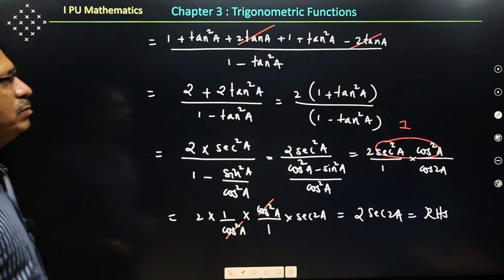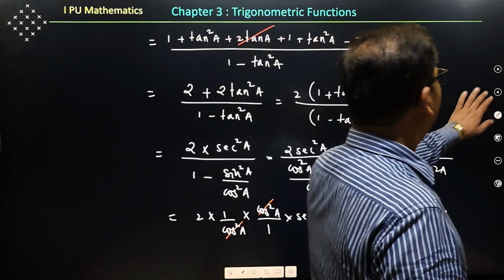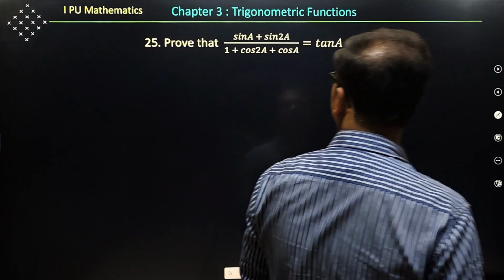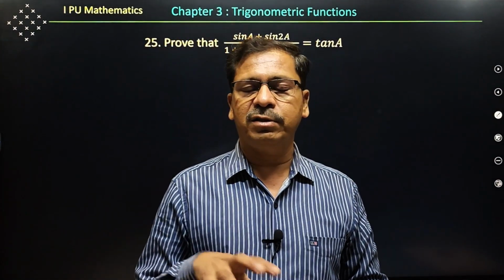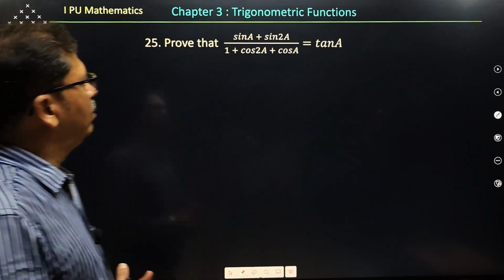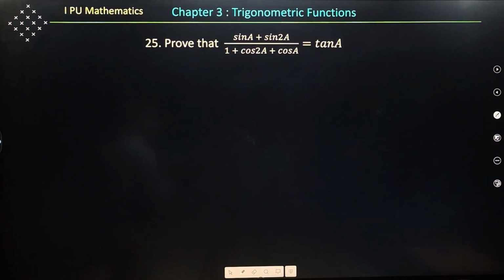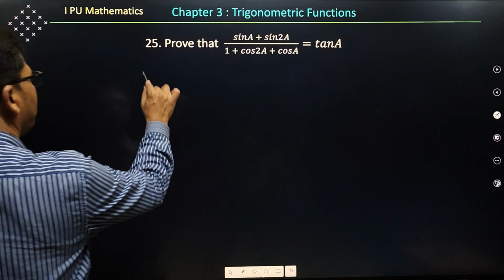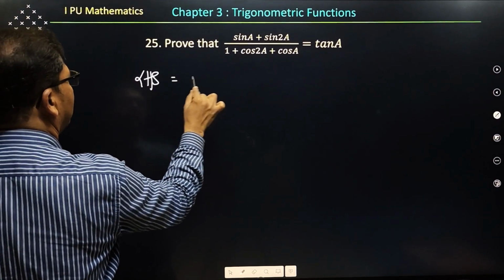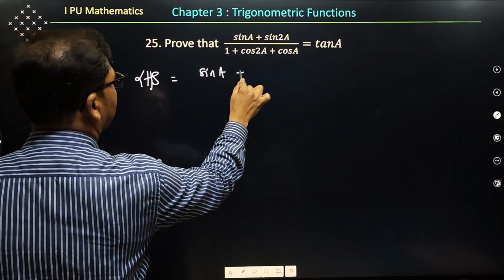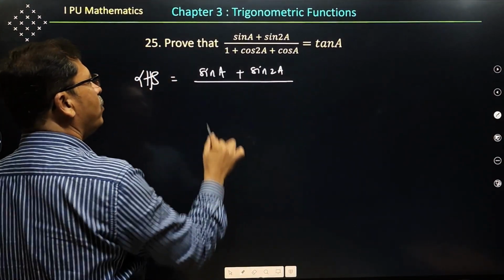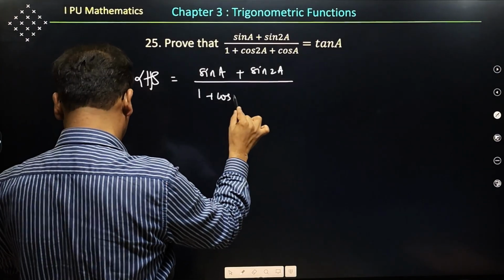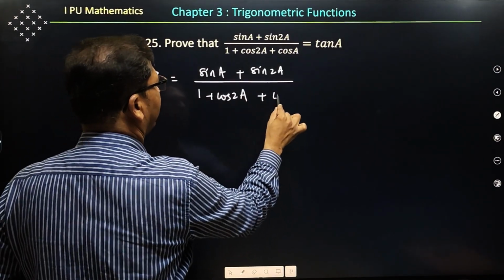So this completes the solution for this example, and let me take the next question, the last question in this discussion. You need to use the sin 2a formula and the cos 2a formula. First of all, you write the LHS part. LHS part is sin a plus sin 2a divided by 1 plus cos 2a plus cos a.